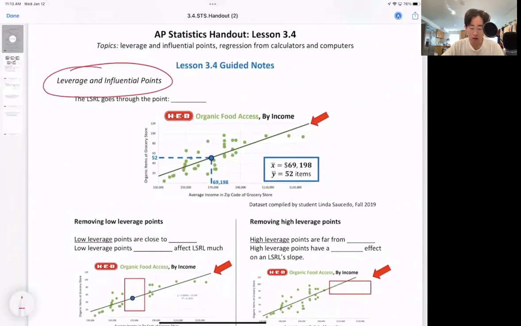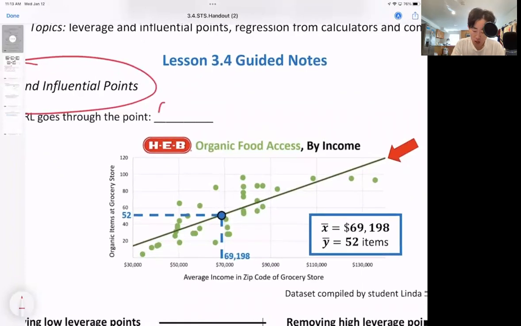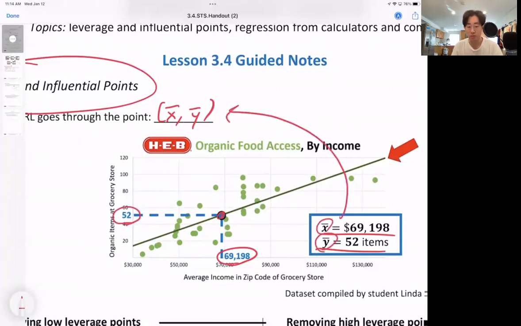All right, so the LSRL goes through the point mean of X and mean of Y. They usually give you this just to indicate that it's one of the points that's actually on the line. So this point is 69.198, and this is at 52. But it's your X and Y, so that's what you have to put up here.